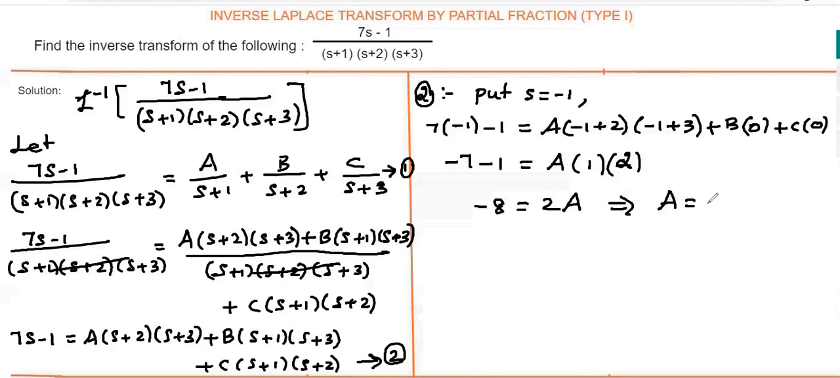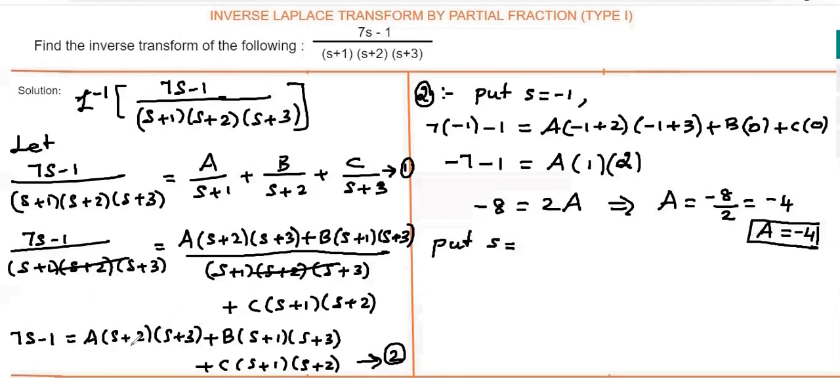So a equals minus 8 by 2, so the value will be minus 4. We have got the value of a as minus 4. So let it be itself. Also from the second equation, what else can we apply?